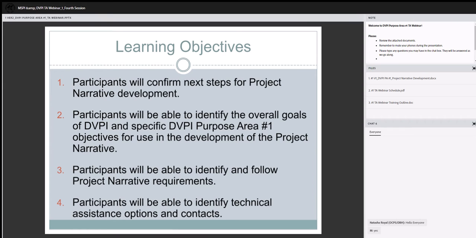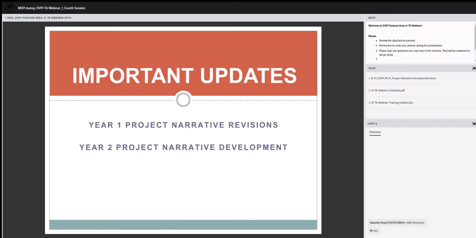Learning objectives. So the participants will confirm next steps for project narrative development. You'll also learn from this to identify your overall goals and objectives for DVPI Purpose Area 1 as it relates to the project narrative. Participants will be able to identify and follow project narrative requirements and be able to identify technical assistance options and contacts available to them.